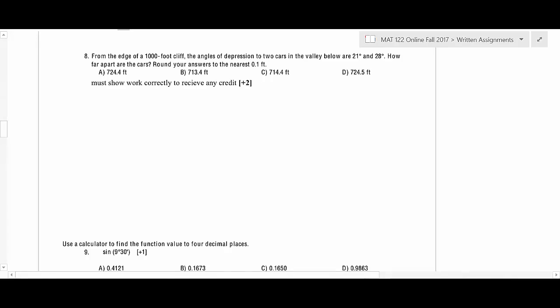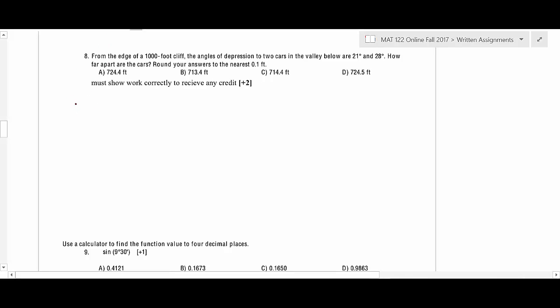All right, let's see what we got going on this one now. So this says from the edge of a 1,000-foot cliff, the angles of depression to two cars in the valley below are 21 and 28. How far apart are the cars? That's a real interesting problem. You can kind of indirectly measure how far apart things are just from some simple measurements.